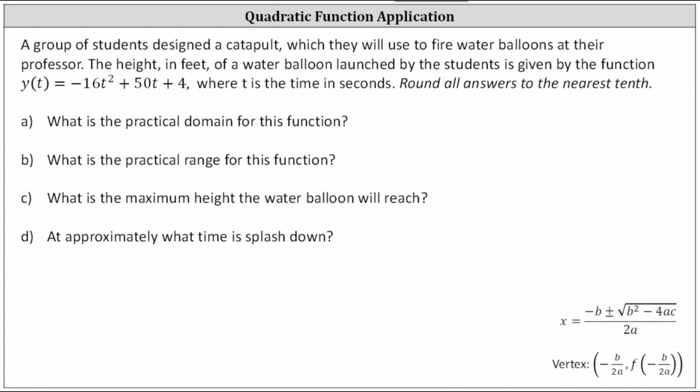A group of students designed a catapult which they will use to fire water balloons at their professor. The height in feet of a water balloon launched by the students is given by the function y of t equals negative 16t squared plus 50t plus 4, where t is the time in seconds.